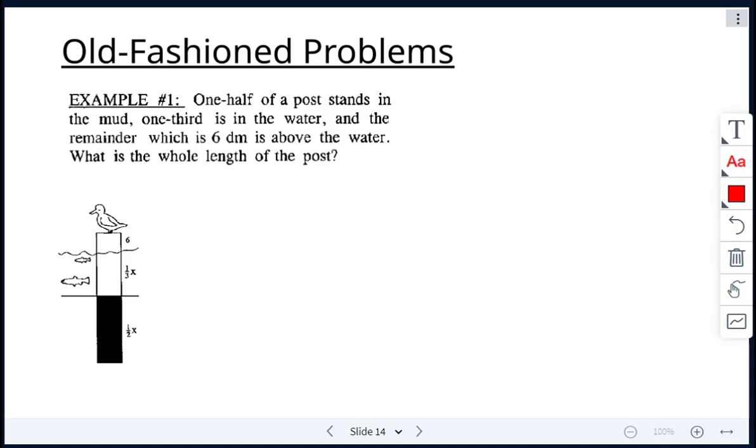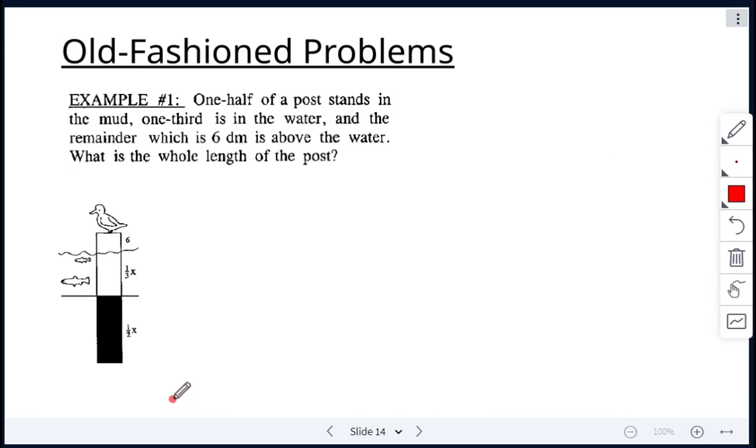Okay, so today in our unit on algebraic problems, we're looking at old-fashioned problems and we'll also look at age problems. So here's our first example. For these types of problems, it's a good idea to draw yourself a diagram. There's one drawn here already. So let's read our question.